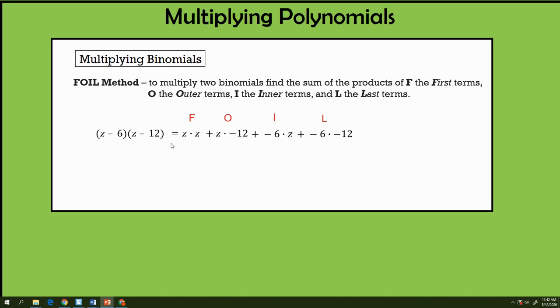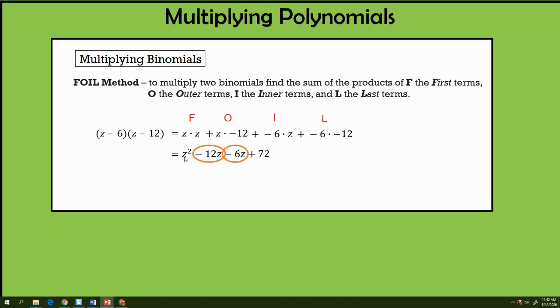If we go ahead and do that, the F, which was Z times Z, is Z squared. The O is Z times negative 12. That's negative 12Z or minus 12Z. The I was negative 6 times Z, so that's negative 6Z. And then the L represented negative 6 times negative 12. That's positive 72. And then the last thing we always need to do is to write it in standard form, which means combine any like terms.